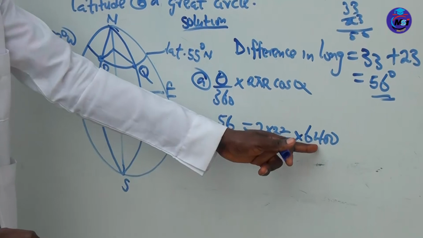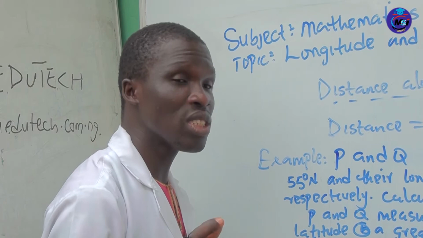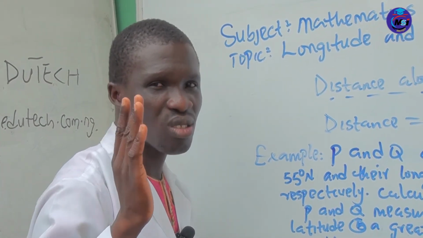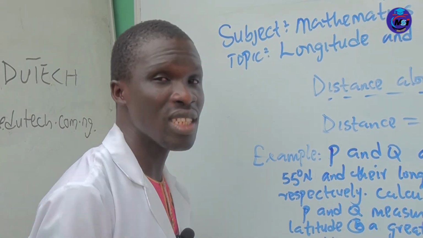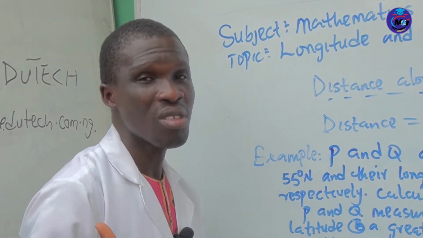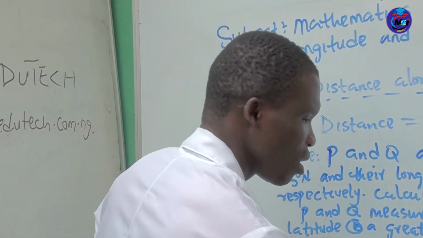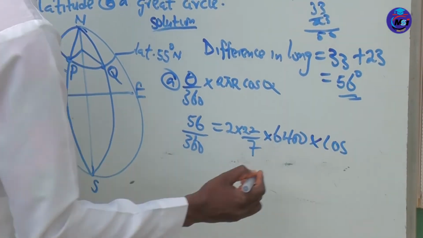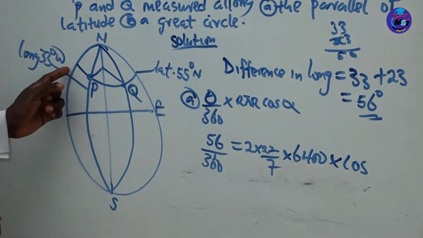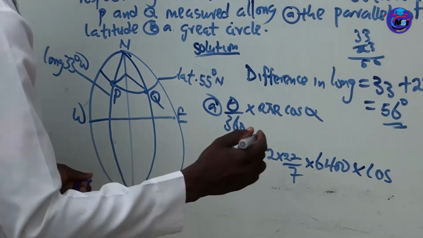You wonder how we get that? That is the radius of the earth, and I've told you before it is constant, which is 6,400. That means you have to have this in your brain, because sometimes when a question like this is given to you, they will not give you the value of r. They will assume that you know the value of r. So let's move forward. So this one will give us cos. What is our alpha here? It's the distance along the latitude, which is what? 55 degrees.